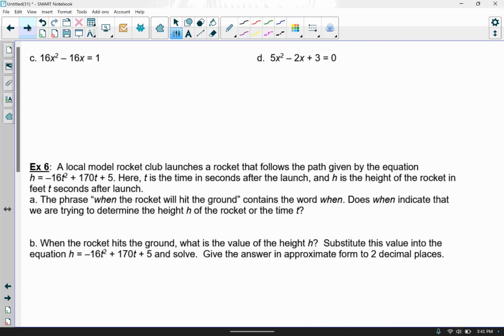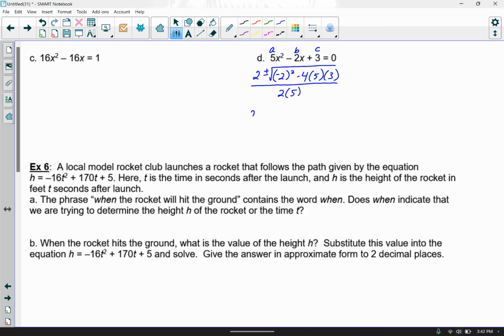I'm going to flip it over to the last page, and I'm going to do letter D with you in example 6. Okay. So in letter D, it is already equal to 0. So like I said, I'm going to use my quadratic formula. So my A, my B, and my C. Opposite B. So right now B is negative 2, so the opposite of negative 2, positive 2, plus or minus the square root of B squared minus 4 times A times C, all over 2 times A.